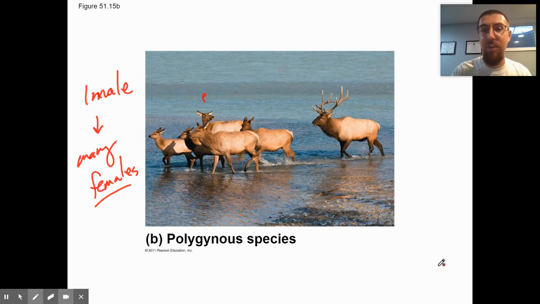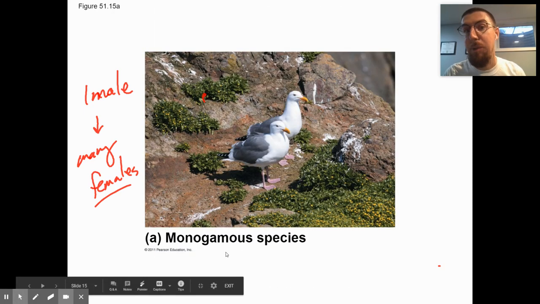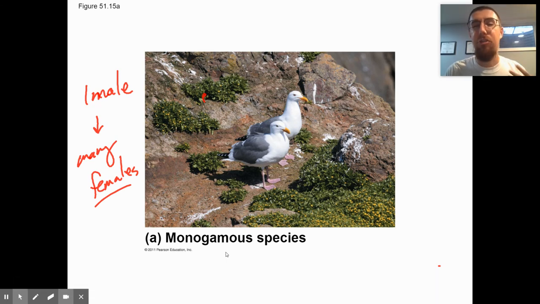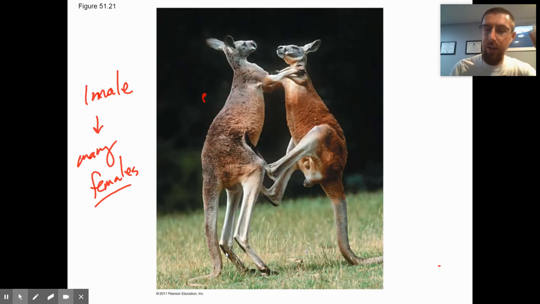Monogamous species, like I was saying earlier, I'll go back to that slide for a second. Monogamous species, those offspring need so much care that the male and the female usually work together to take care of the offspring. Okay, so those are our two examples of pretty much the most common mating relationships in biology.